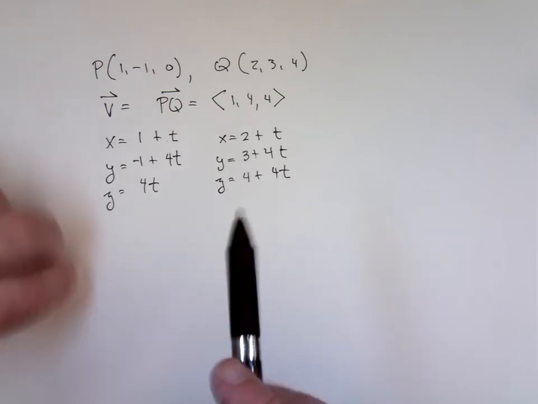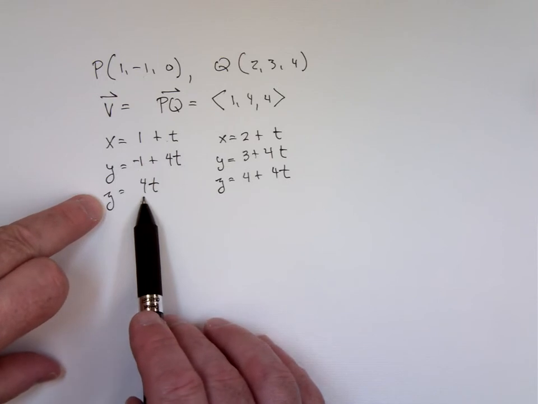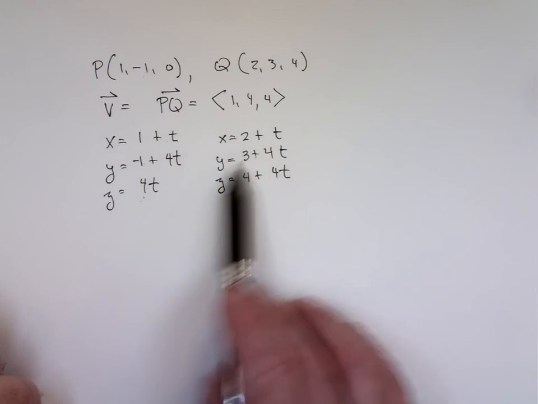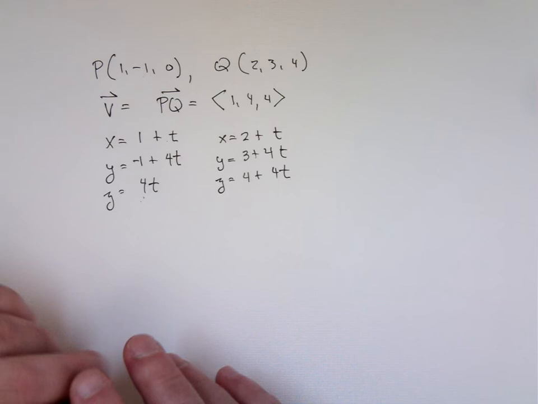When t is 0, you get 1, negative 1, 0. When t is negative 2, you're going to get 0, negative 1, 0. You get the same points for different values of the parameter. But you get the same exact points. Those two lines are the same.